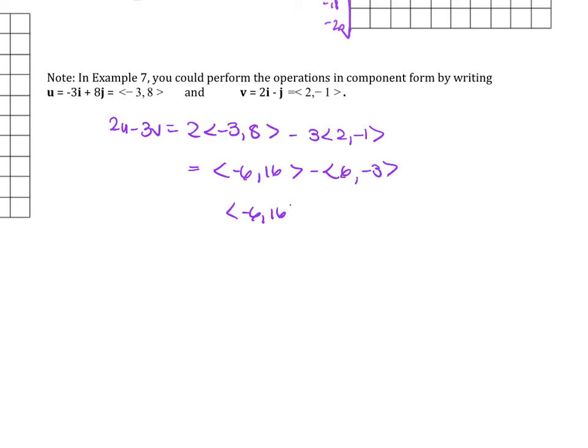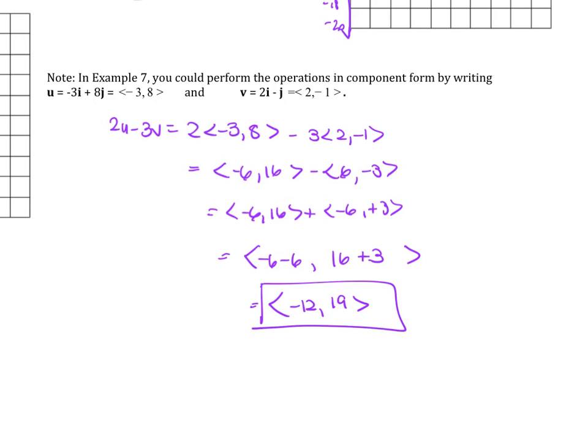So negative 6, 16 plus a negative 6 plus 3. And then we combine it. So negative 6 minus 6. And then 16 plus 3. So we get the negative 12 and positive 19. So this is just another way that it could be done. And so just kind of showing that to you.